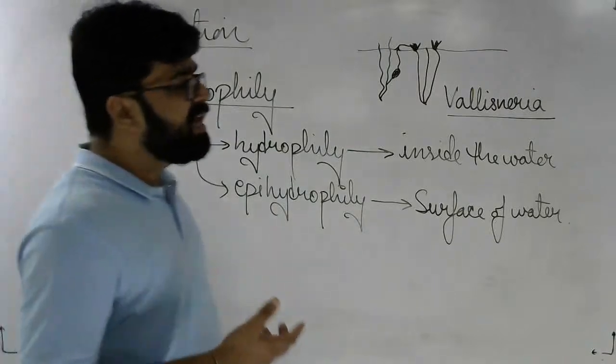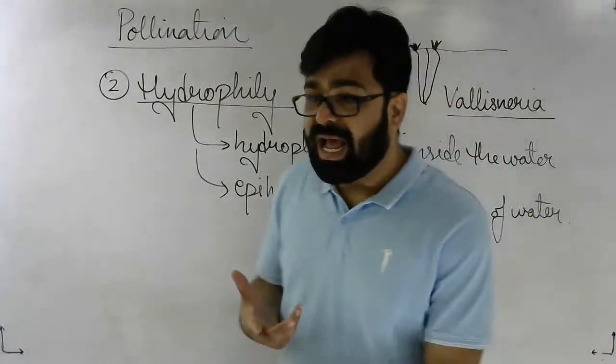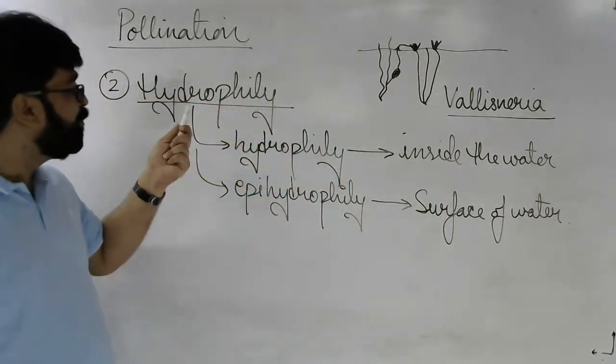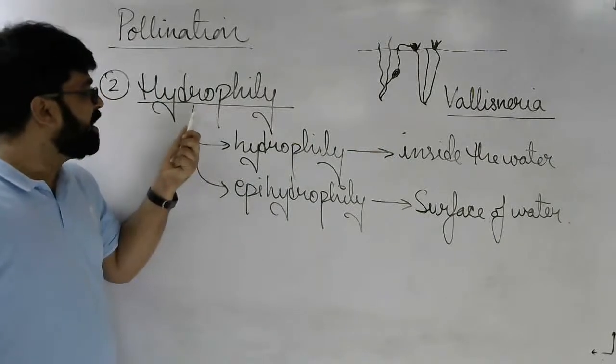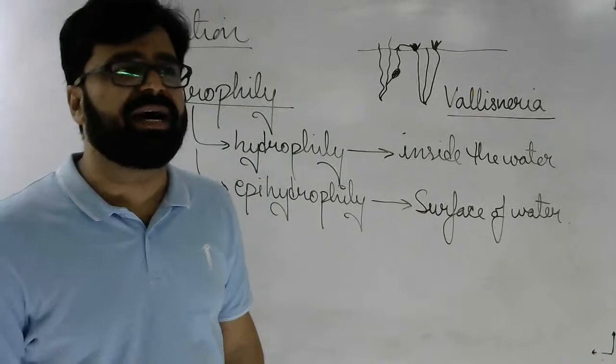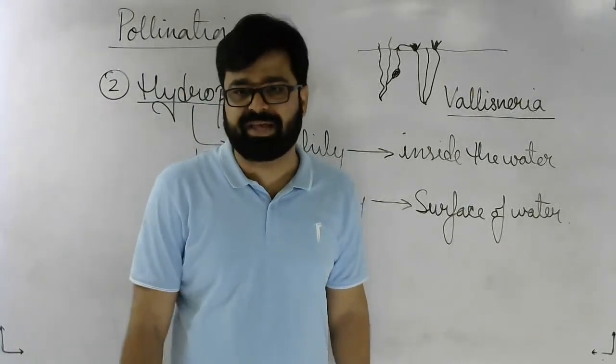It is seen that nectar, smell and different colors are also not found in the flowers which are pollinated with the help of water, because water is an abiotic agency, so again there is no need as such to attract it.